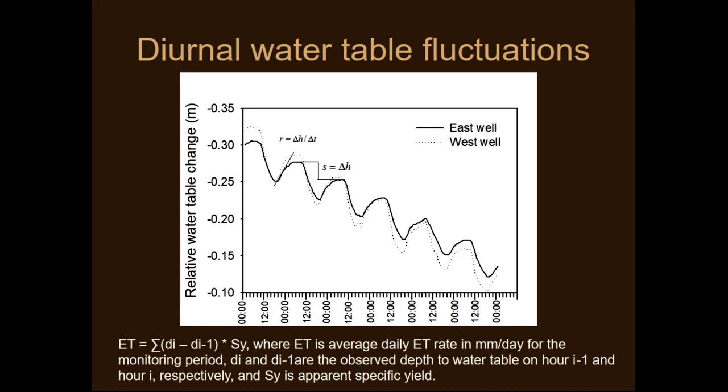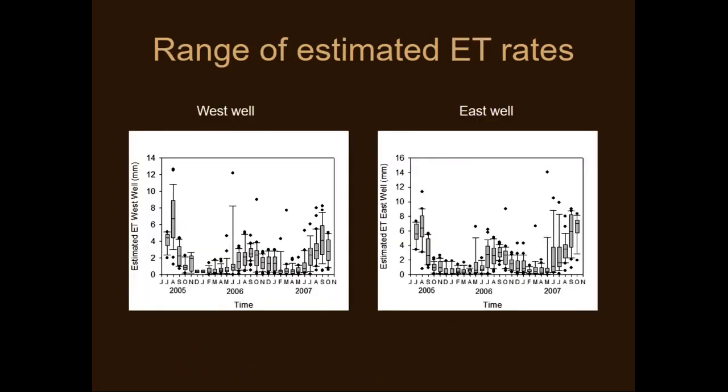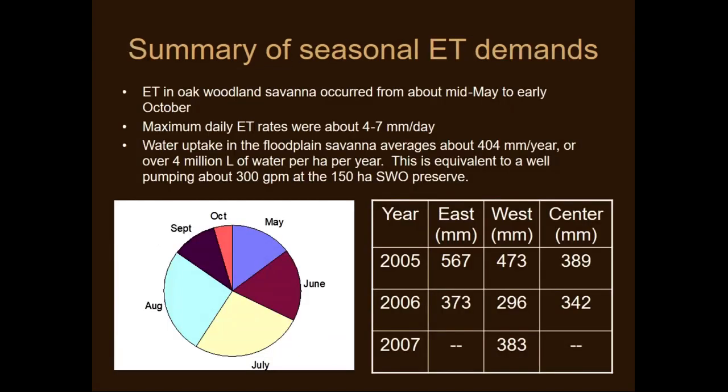Those all relate down here. You multiply by the specific yield, and you get some idea of what ET is. The nice thing about doing something like this is you get a chance to get a daily value. You put all those days together, you get a sense for how ET varies across the season. For this floodplain savanna, it was interesting to see how, over the course of a year, you add up all those daily values and you get about 400 millimeters of water uptake from that floodplain savanna per year.